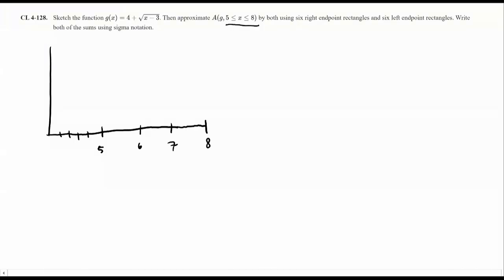We're going to be using 6 endpoint rectangles, so right and left. So when we're doing this, I know I'm going to be dividing 8 minus 5, because I'm ending at 8, starting at 5, and then dividing it into 6 different rectangles. That gives me 1/2, meaning I'm going to go up by 1/2 every time: 5, 5.5, and so on, when I'm creating these rectangles.